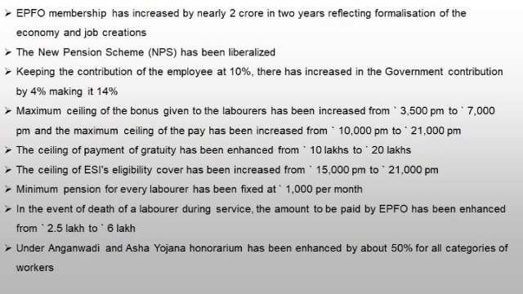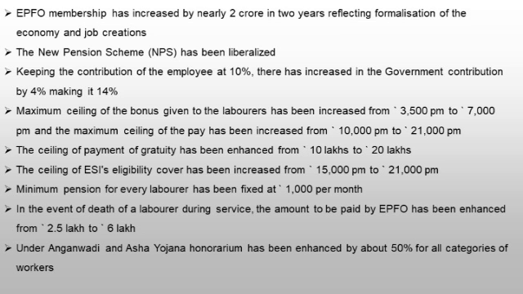Then the next one, new pension scheme has been liberalized. Previously, the employees used to contribute 10%. Now the government has increased it to 14%. Now the bonus ceiling has been increased from 3,000 to 7,000. And maximum ceiling of pay has now been made 21,000 per month. Gratuity has been increased to 20 lakhs. Gratuity is paid when you retire or resign from a company after working for 5 years. Previously the maximum gratuity was 10 lakhs, now it has been made 20 lakhs.